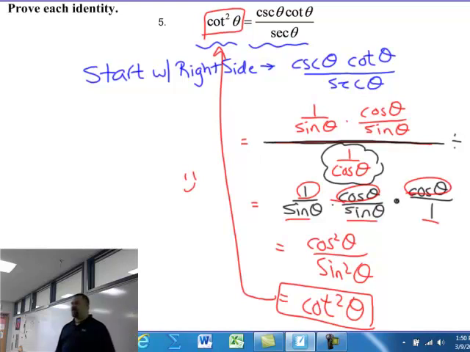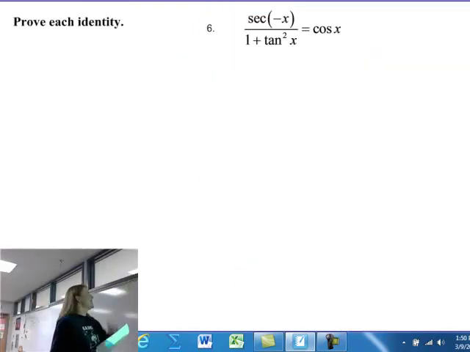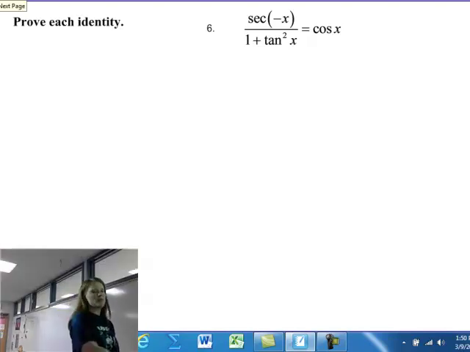Very cool. So it's my turn. Your turn, try one. Let me see if I can do it. Okay, so we have to start with the most complicated side and get to the easier side. And in this case, the most complicated side is going to have the fraction.